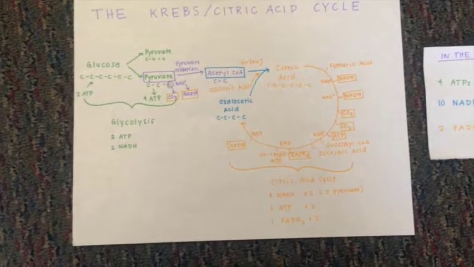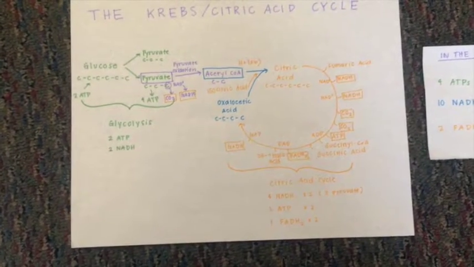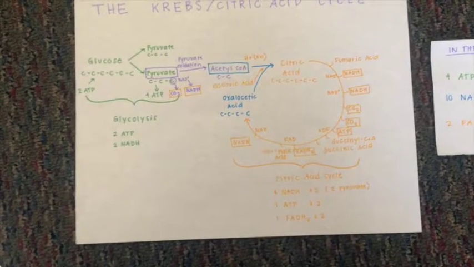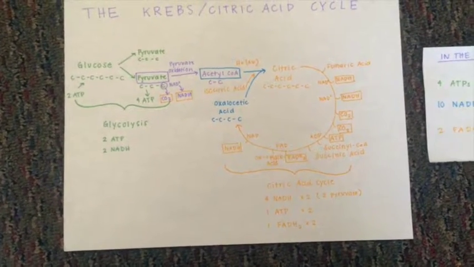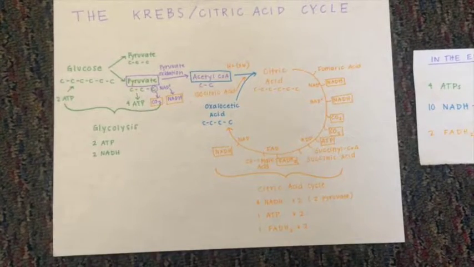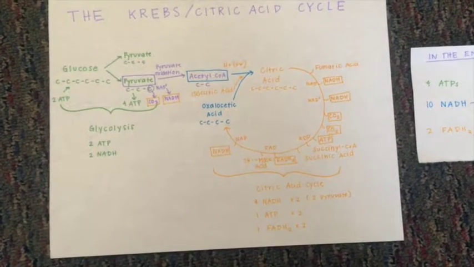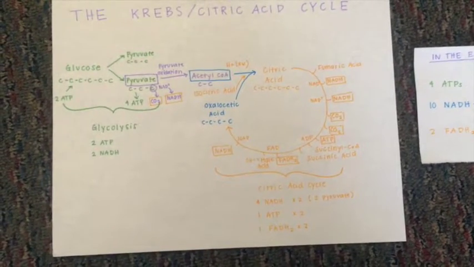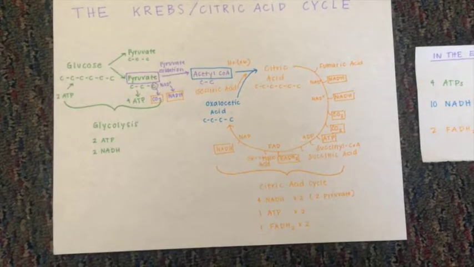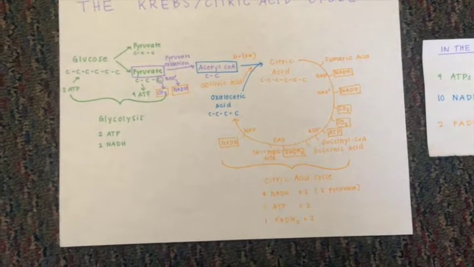The pyruvate are also still not ready for the actual citric acid cycle, so both pyruvates undergo pyruvate oxidation. During this, one of the carbons is taken out, making CO2, and one NAD+ is turned into NADH. Once there are only 2 carbons, it makes acetyl-CoA.